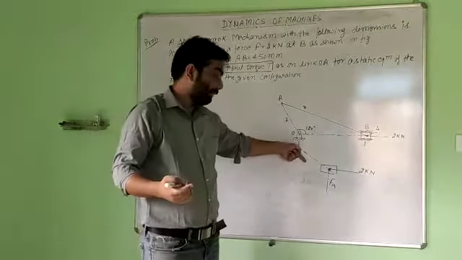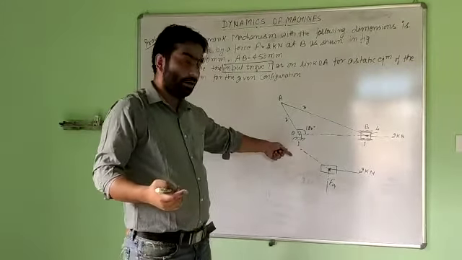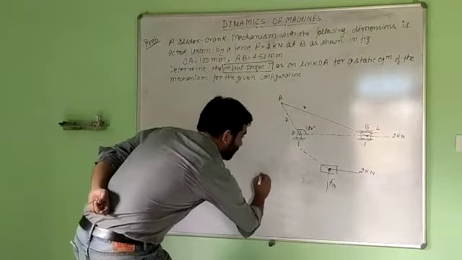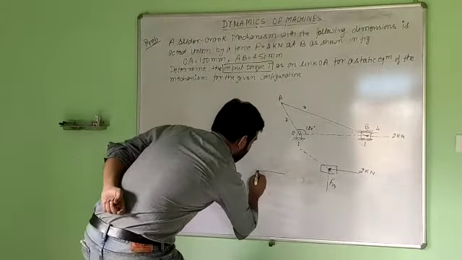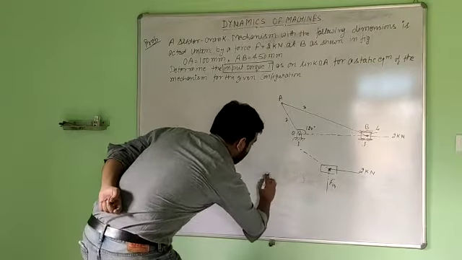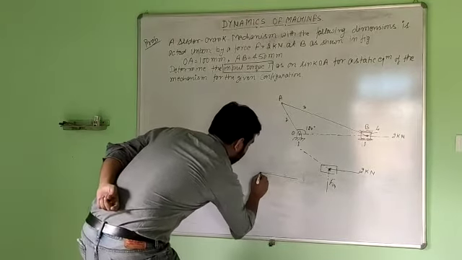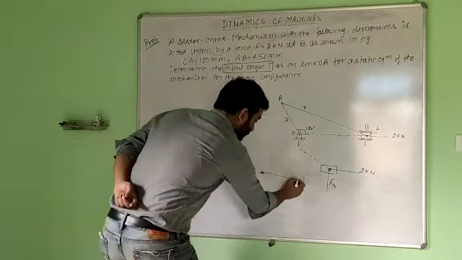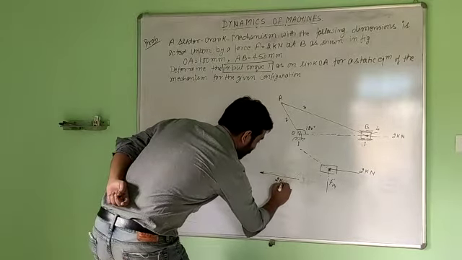Only we know the line of action. For direction, we will draw the triangle law of forces. Triangle law of forces means first we will draw the 2 kilonewton line by taking proper dimension. This one is the 2 kilonewton.